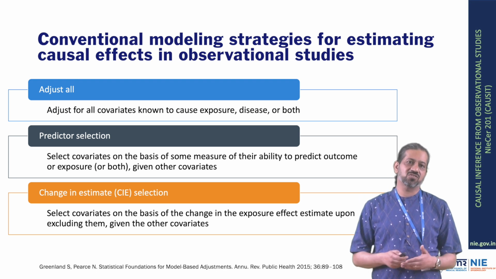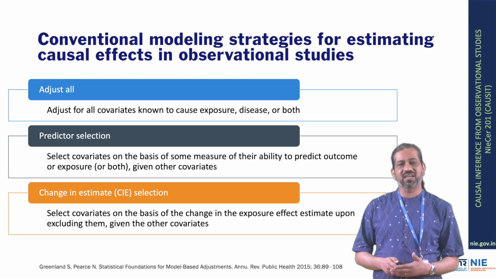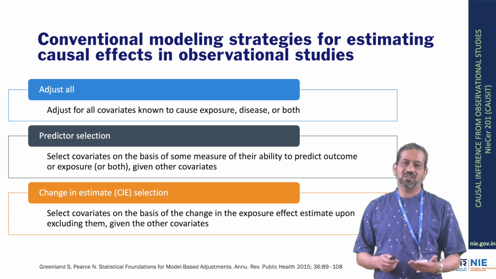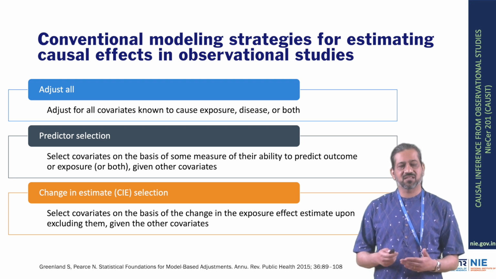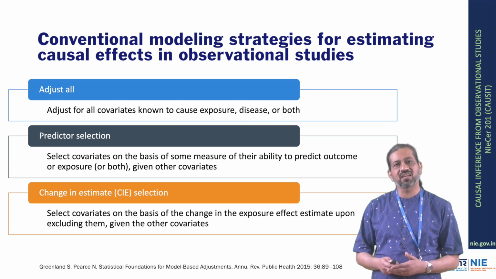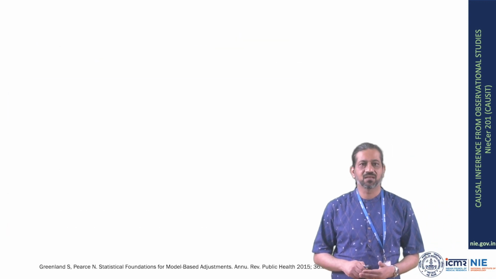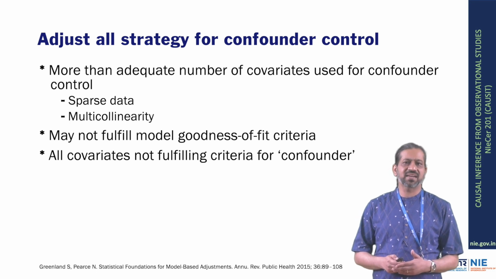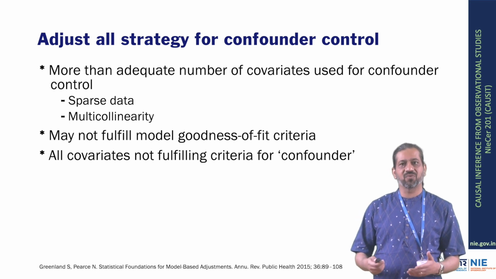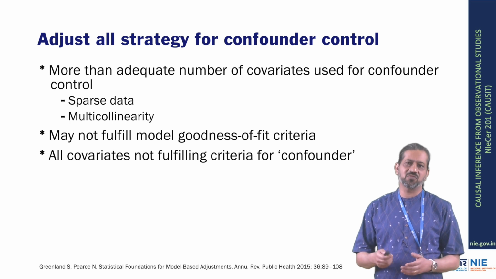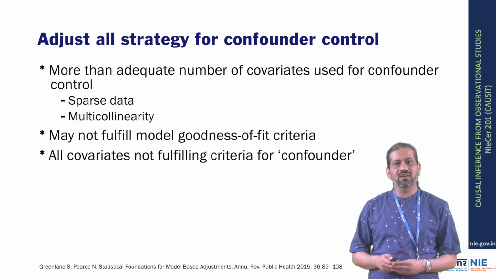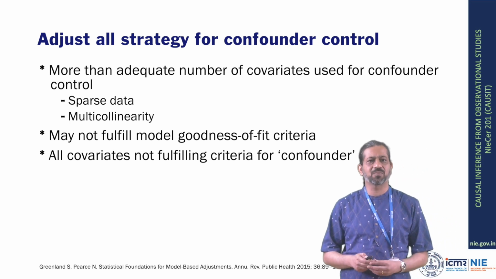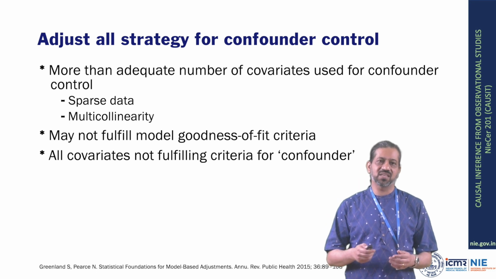Let us look at each of these strategies in more detail and what could be the potential problems in using any one of these strategies while estimating the causal effect, specifically in observational study. When we look at the adjust all strategy, this strategy can identify several covariates which may be sufficient for confounding. However, there may be certain practical problems arising while using this strategy.